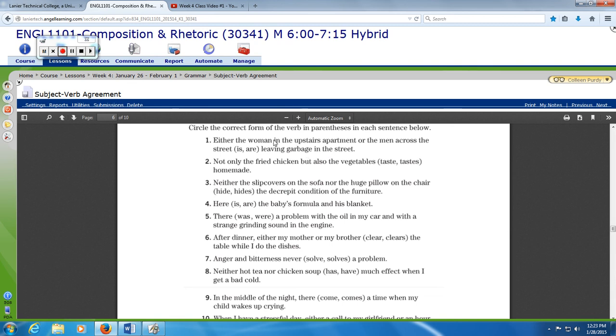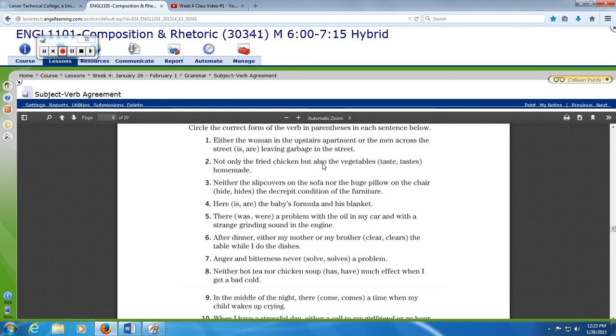Let's get rid of some prepositional phrases. Get rid of in the upstairs apartment, across the street, in the street. Those are all prepositional phrases. So our essential sentence is either the woman or the men is or are leaving garbage. So you've got woman is the subject and men is the subject. Well, men is plural, so this takes a plural verb. Okay? Either the woman in the upstairs apartment or the men across the street are leaving garbage in the street. Do you see that? Men is plural. Have to take a plural verb.